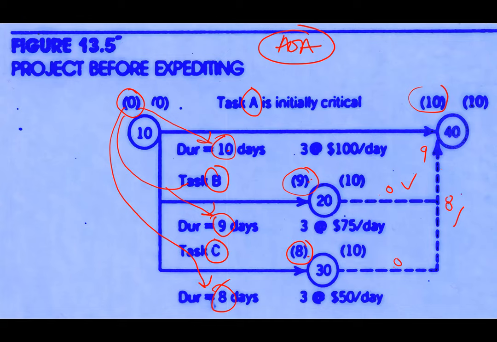You notice there are three values, 8, 9, and 10. So the highest value, the biggest value, would be 10. So that's why 10 is there, and 10 is the overall project duration. So we already solved the network diagram. We already know that the project will end in 10 days.